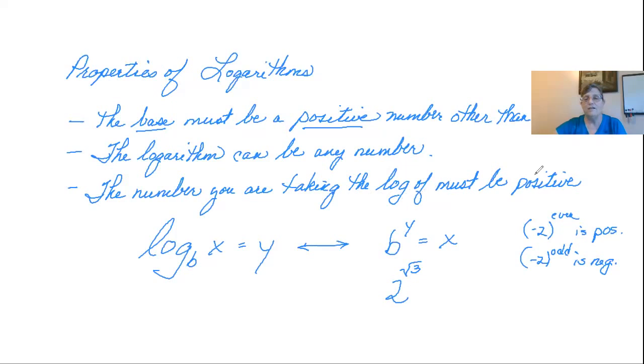However, the number you're taking the log of, the x, has to be positive, because since your base has to be positive, there's no way to raise a positive base to any exponent and get a negative answer.